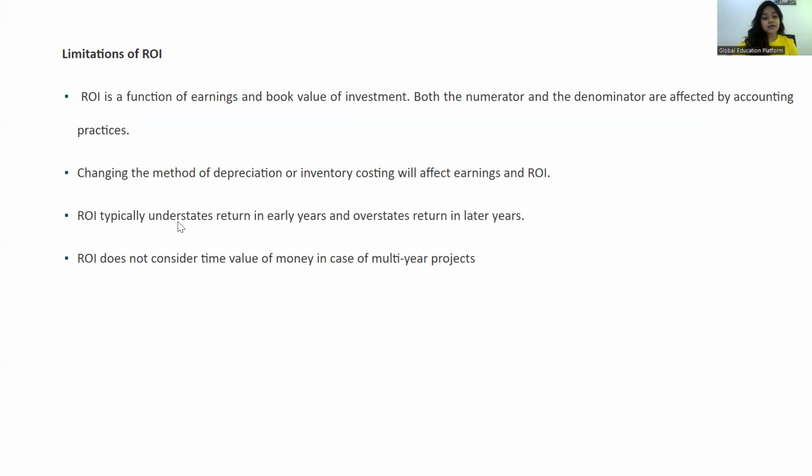ROI typically understates return in early years and overstates return in later years. So in that case, the strategic decisions will be a bit affected. ROI does not consider time value of money in case of multiple year projects. So these are some of the limitations of return on investments.